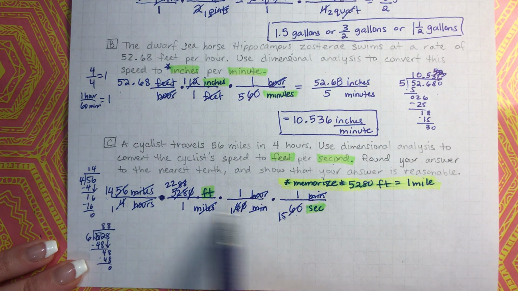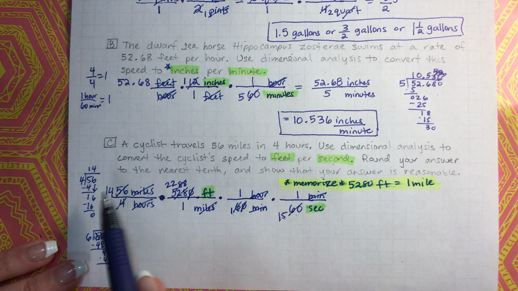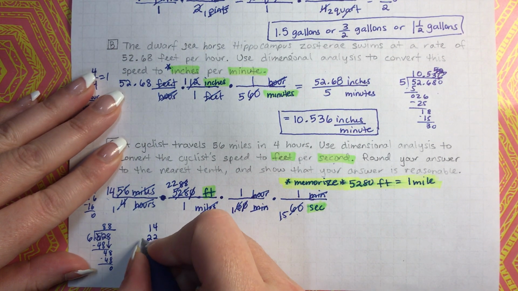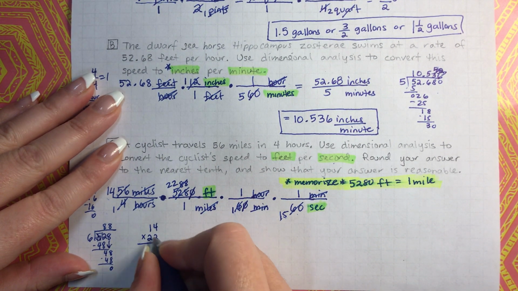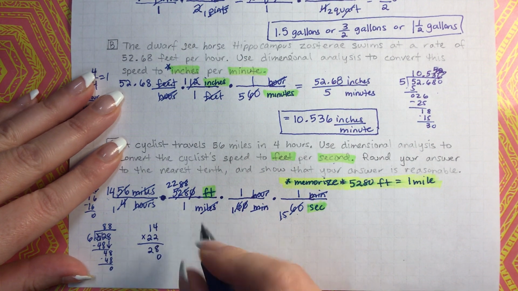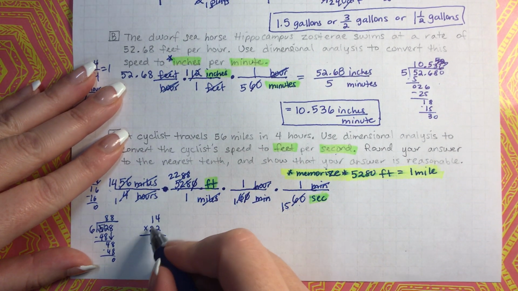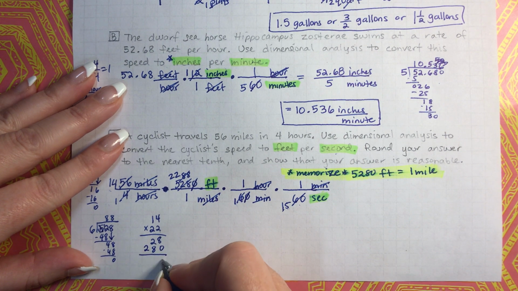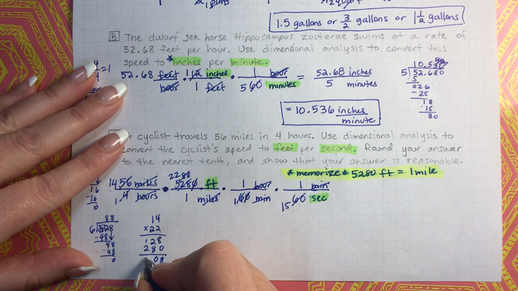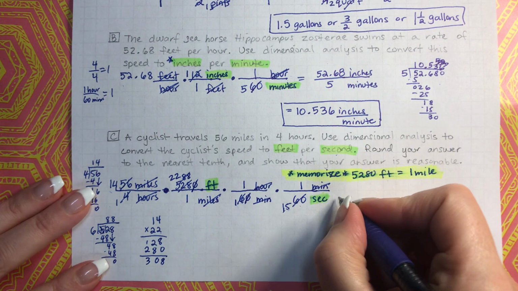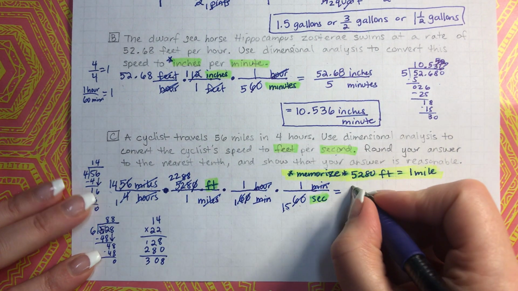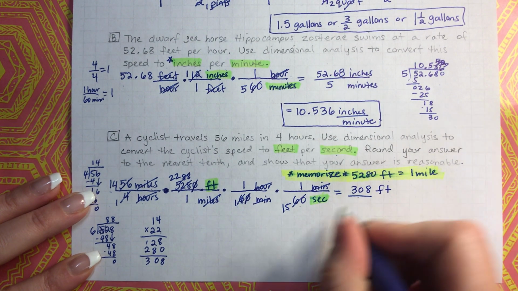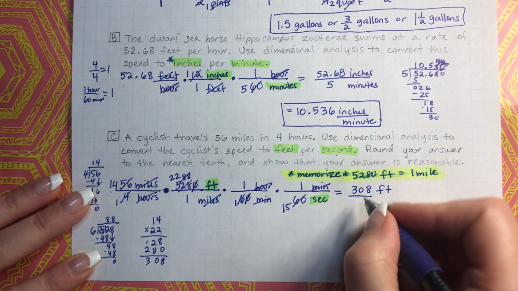So we are just going to multiply across on top. So we need to multiply 14 by 22. Okay, and that's going to be 8, 2, and then 2 times 4 is 8, and then 2 times 1 is 2, and that's 8, that's 10, that's 3, so 308. So when we multiply across, we get 308 feet per 15 seconds.